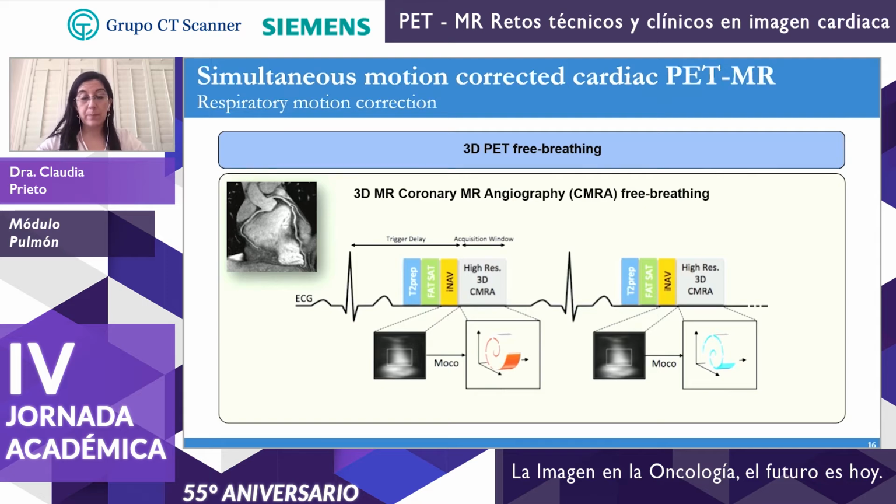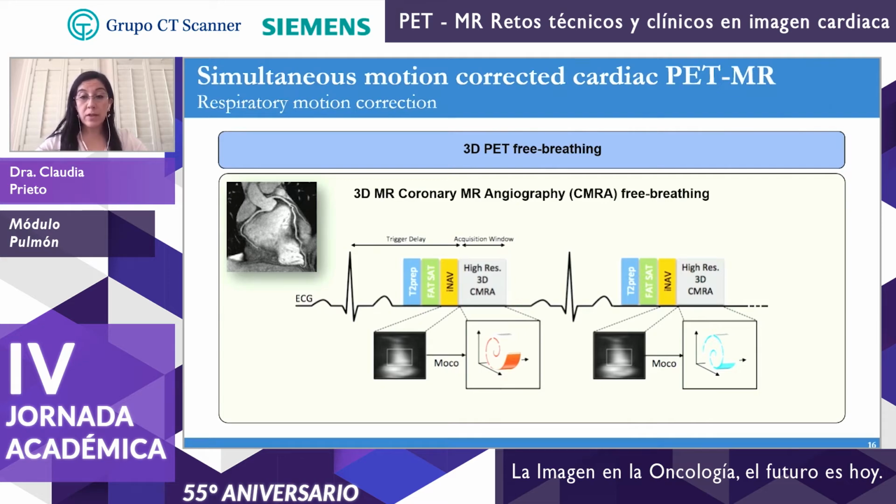both of them. We have proposed in our group one such approach to acquire 3D respiratory motion-corrected coronary MR angiography simultaneously with cardiac PET data. This approach uses a T2 preparation and fat suppression pulses to enable visualization of the coronaries, and an image navigator, which is a low-resolution image acquired before the acquisition, to estimate and correct for foot-head and right-left beat-to-beat respiratory motion of the CMR data.